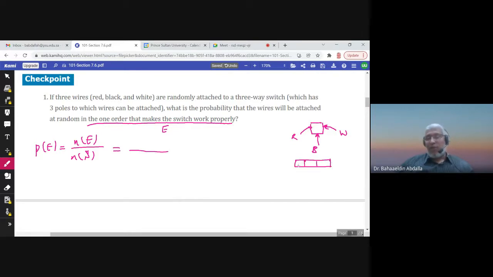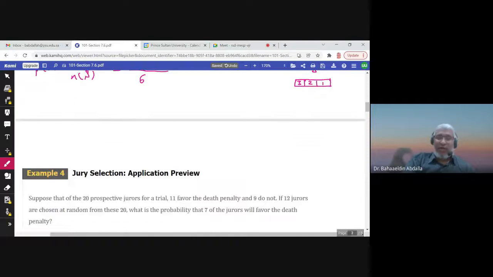In the first pool, I can attach any of the three wires. But in the second pool, I can attach the two left because one is already attached here. And in the last pool, there will be one wire remaining. So how many possibilities? 3 times 2, there are 6 possibilities. And the one order that makes the switch work properly is just 1. So the probability would be 1 over 6.